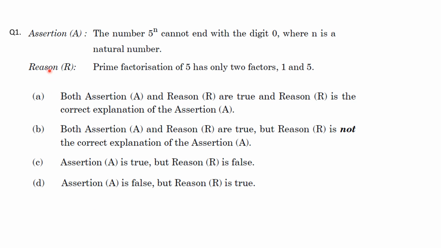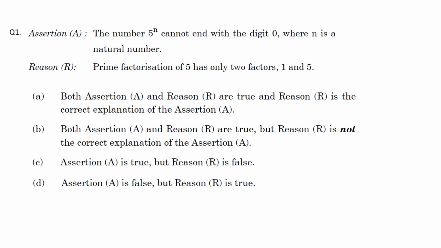So this is the first question, which is assertion, reason type. Assertion says that the number 5 to the power n cannot end with the digit 0, where n is a natural number. And the reason is given as prime factorization of 5 has only two factors, 1 and 5. So let's first see the assertion. It says that 5 to the power n cannot end with the digit 0. So let's see whether this statement is true or not.